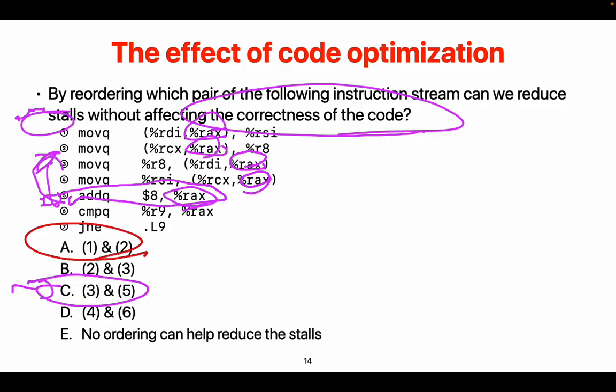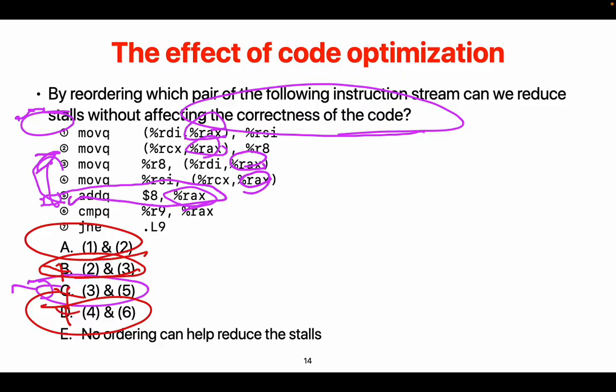So based on that, if you pay attention to this, let's see. If I reorder 2 and 3, would that affect the correctness? Yes, right? So we cannot reorder 2 and 3. How about 3 and 5? It is also affecting the correctness, right? How about 4 and 6? It also affects the correctness, right?